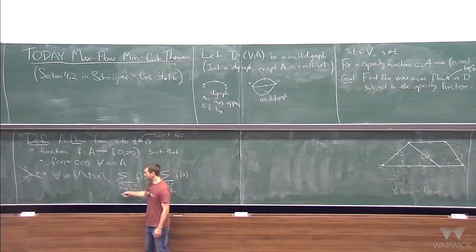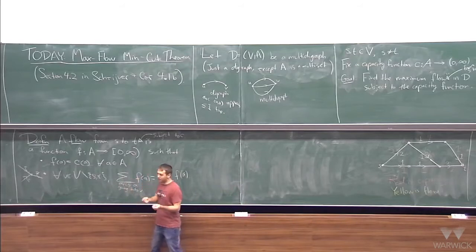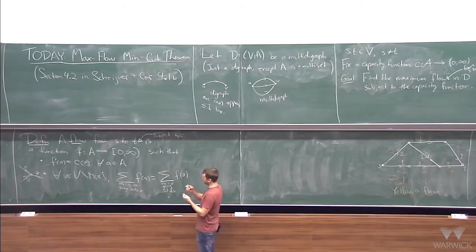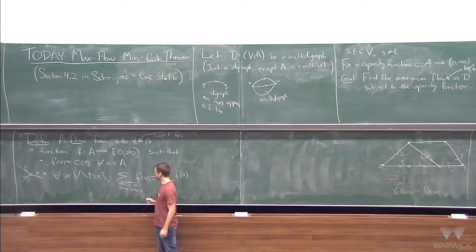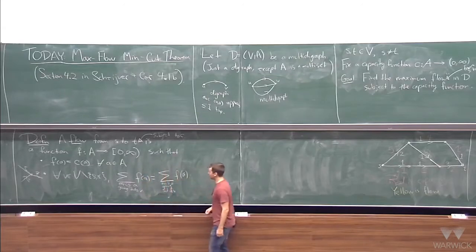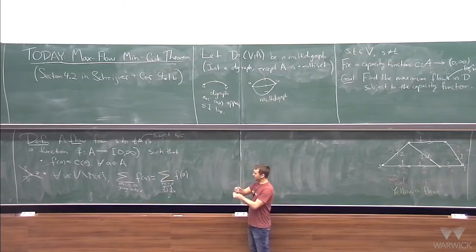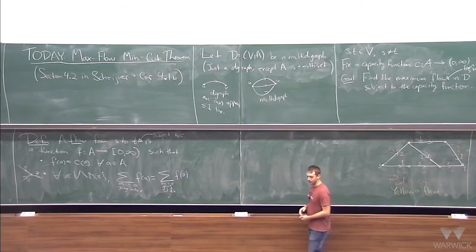So you can write this as summing over all vertices, let's say U, so it's the sum over arcs UV of f of UV equals the sum over all, let's say W, of f of VW, right? But anyway, either way, hopefully this is clear.